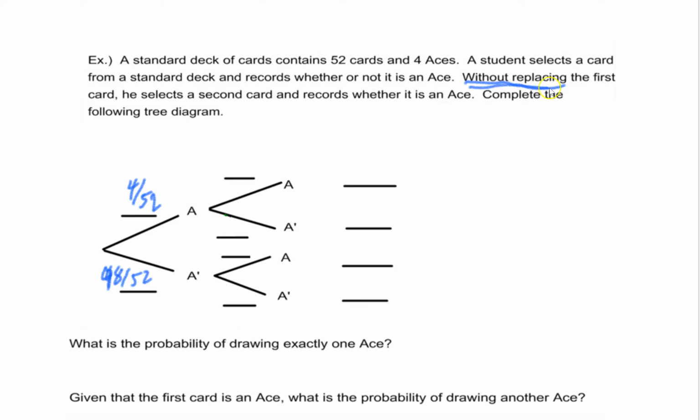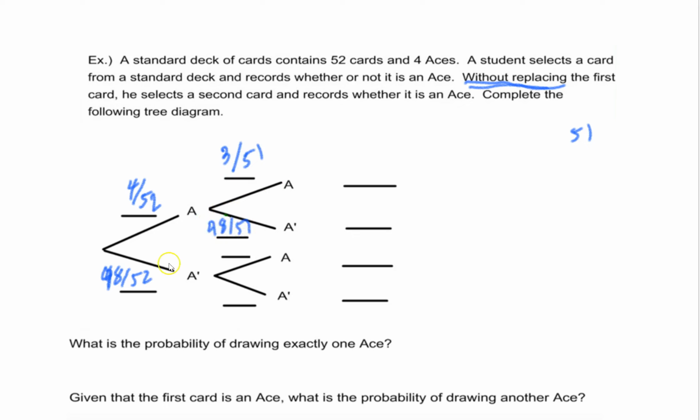Now it says without replacing, super important. So we're not going to replace the card. So that means that all the values go down 1. Right? I had 52 cards to start off. It took a card, so now there's only 51 cards total. And in this path, we took an ace. So there should be 1 less ace and 1 less card total. Which means over here we still have 48 out of 51.